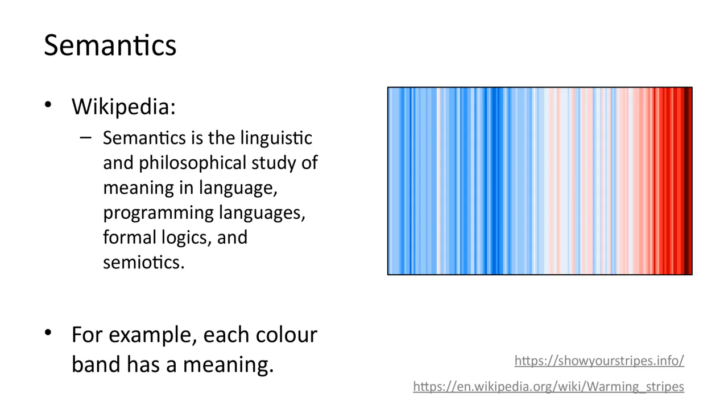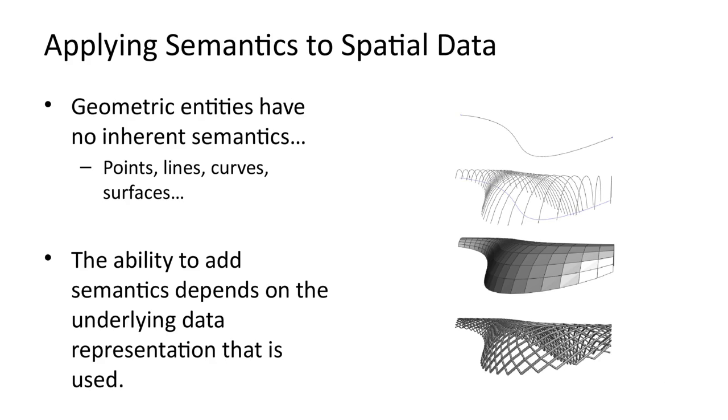The image is a data visualization developed by Professor Ed Hawkins. It used colored stripes to visually portray long-term temperature trends. Each line represents the average annual global temperature, from 1850 on the left to 2019 on the right. The image is a nice example of semantics. For the stripes, the semantic information is not explicitly represented. It is implicit in the color values.